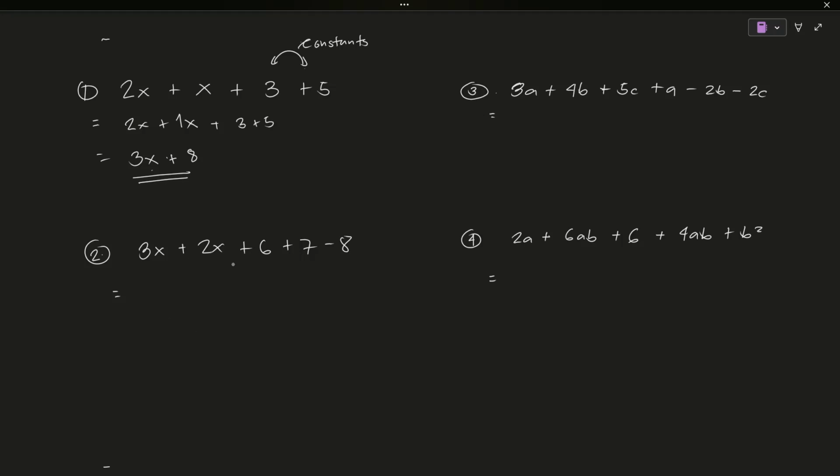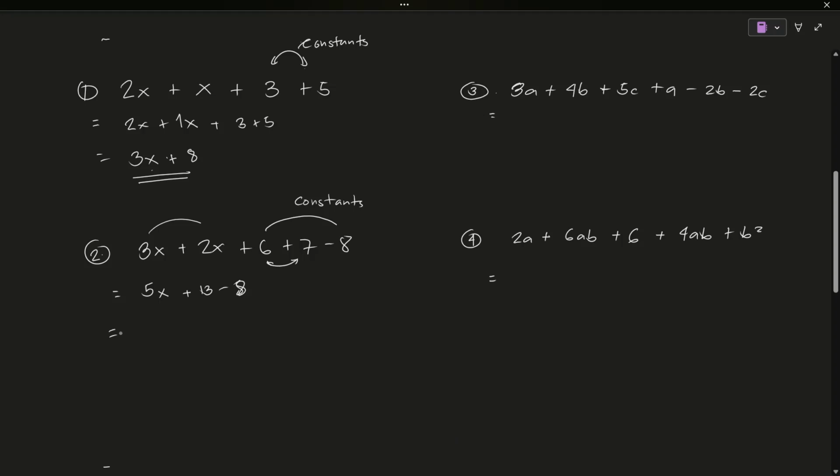So number 2, we have 3x plus 2x plus 6 plus 7 minus 8. These three here are constants. So this here, they both have an x, I mean only x. So therefore, they are like terms. So 3 plus 2 is 5. And let's just copy the term, which is x. So let's first solve this one. So 6 plus 7 is positive 13. Then let's just copy the negative 8.